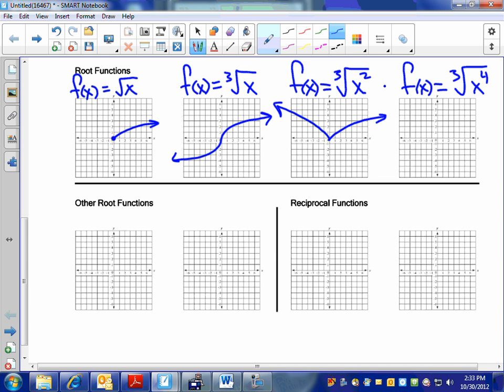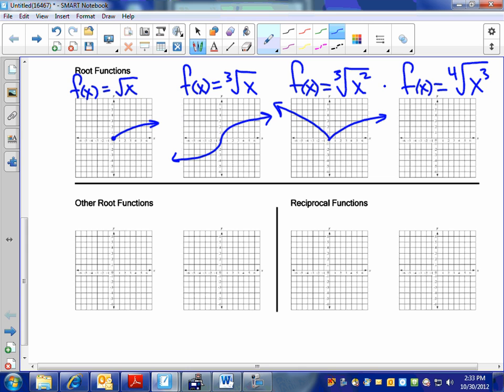All right. So we've got that one. But let's switch it just a little bit, okay? So what if we do this? What if we do the 4th root of x to the 3rd? Think about it. Think about it.